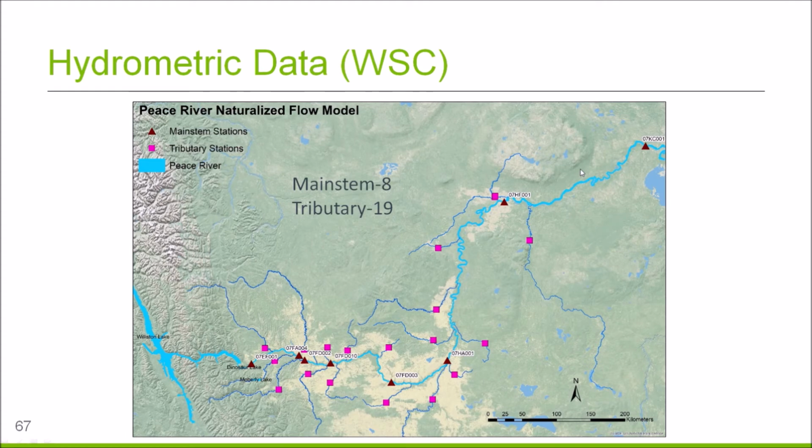Now, we need a lot of information to run this model. We need main stem stations, like these triangles showing the main stem stations. We also need very good tributary information, the tributary recording information. Those are shown by purple squares.